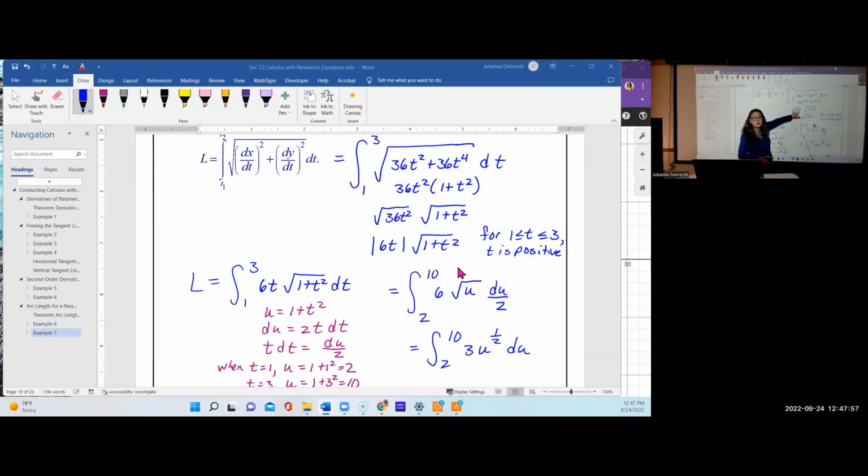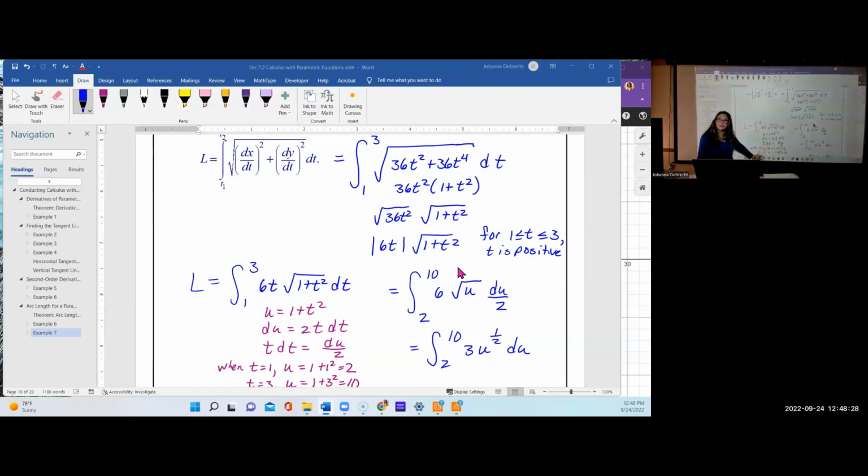Now the square root of 36t squared gives me the absolute value of 6t, multiplied by the radical of 1 plus t squared. But remember that our t value is going from 1 to 3, which means that t is strictly positive over the part that we're looking at for the arc length, which means we can drop the absolute values. So that gives me the integral of 6t times the radical of 1 plus t squared dt from t equal 1 to t equal 3.